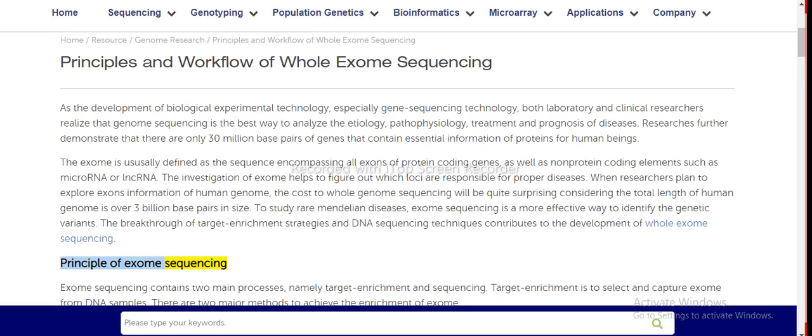Principle of exome sequencing. Exome sequencing contains two main processes, namely target enrichment and sequencing. Target enrichment is to select and capture the exome from DNA samples. There are two major methods to achieve the enrichment of the exome.